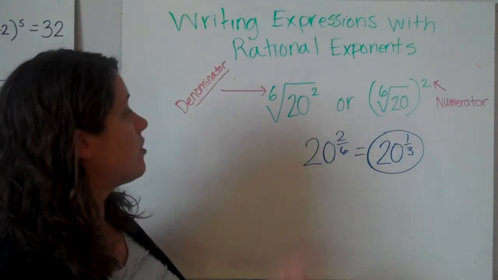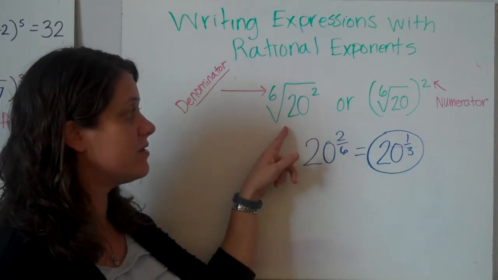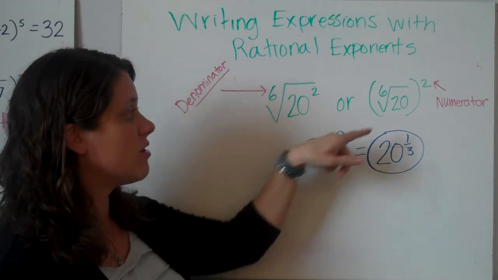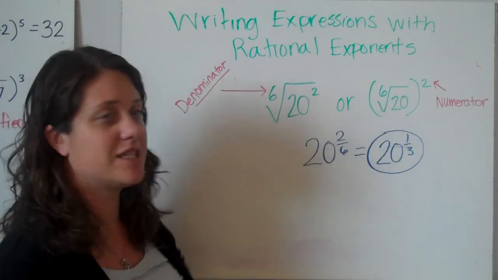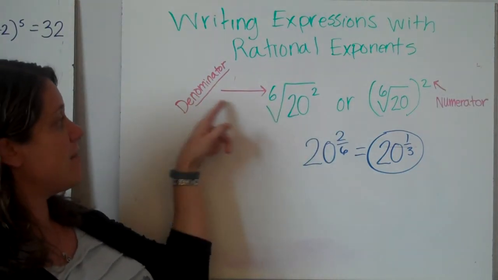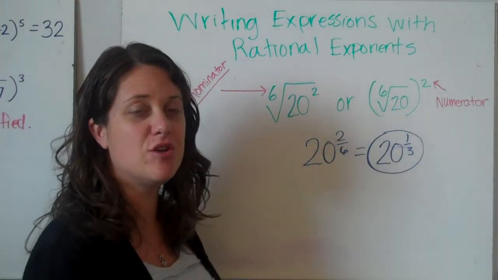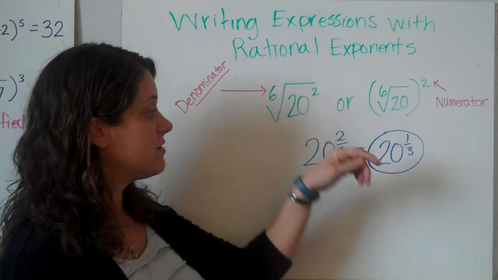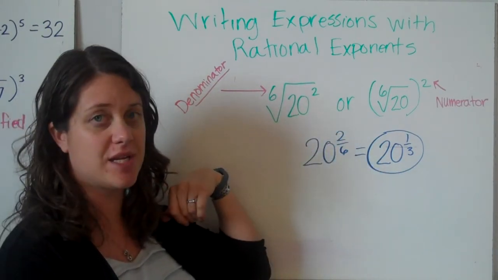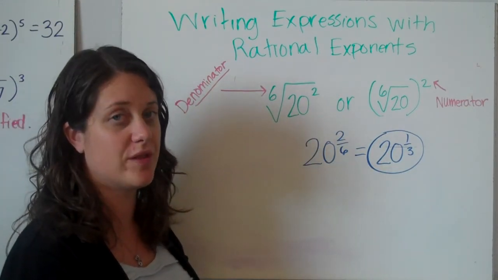Next, we're going to go the other way, writing expressions with rational exponents. When we start with a radical, it could look like this, the 6th root of 20 squared, or we could have the 6th root of 20 raised to the 2nd power. You can see here that the index becomes the denominator, and the exponent becomes the numerator. I just have to rewrite it. So I write the 20, and then the 2 is the numerator, and the 6 is the denominator, and of course, when possible, simplify. So I should change 2/6 into 1/3.